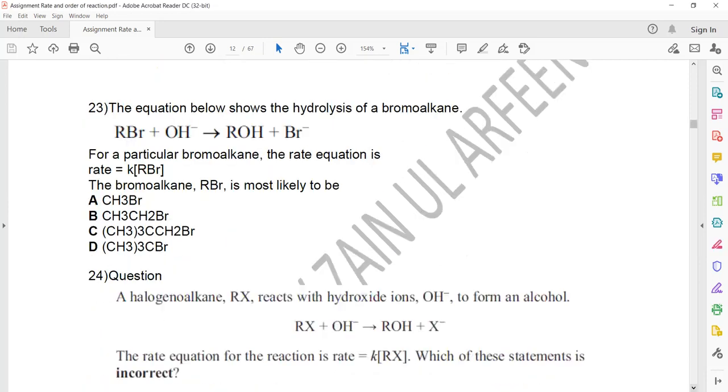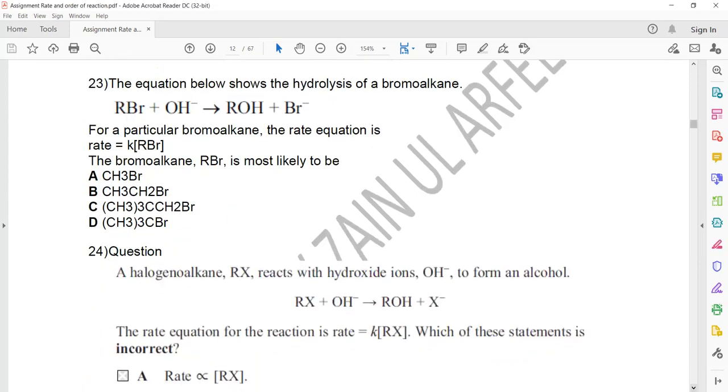Then 23. The reaction shows hydrolysis of a bromoalkane. The rate equation is given. So it should be a tertiary halogenoalkane, because the rate only involves the halogenoalkane. Which of them is a tertiary halogenoalkane? D. Yes, that's right. D.